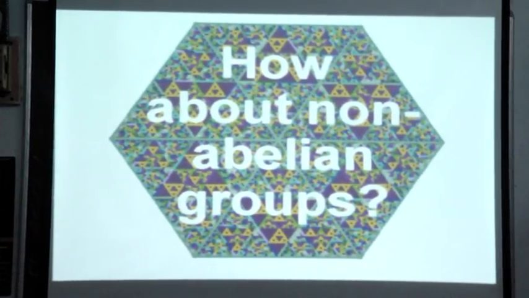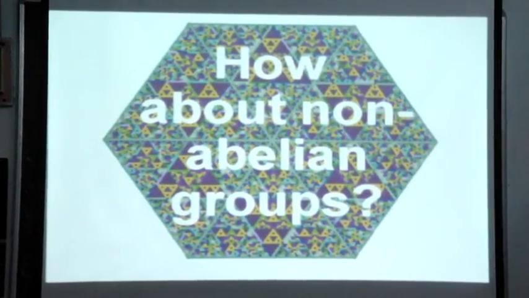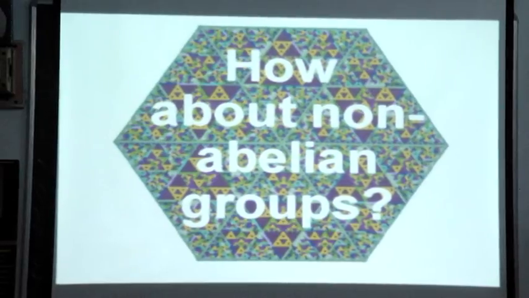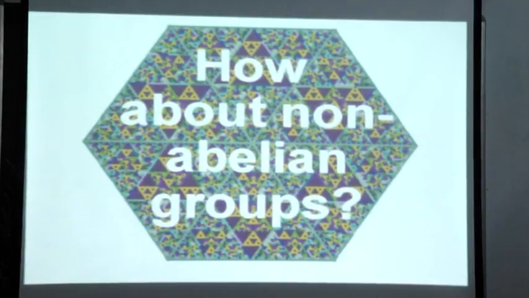The next question is, how about non-abelian groups? The thing about the operations that we've looked at so far, they've all been what's known as commutative. A plus B is the same as B plus A. But there are groups that have a binary operation where the operation is associative, but it's not commutative. So AB and BA are different things. And those groups are called non-abelian groups.